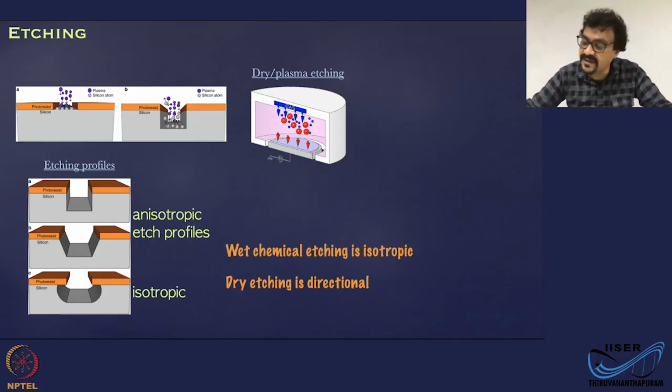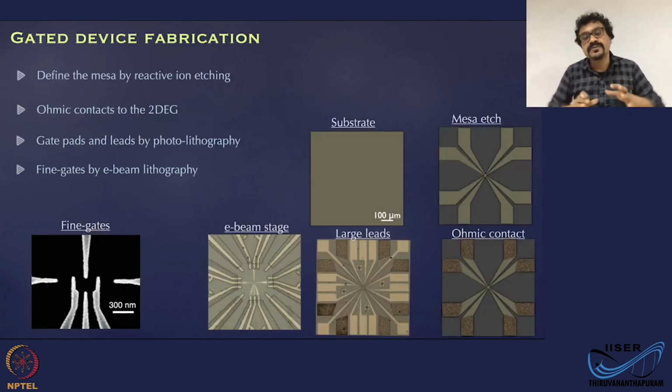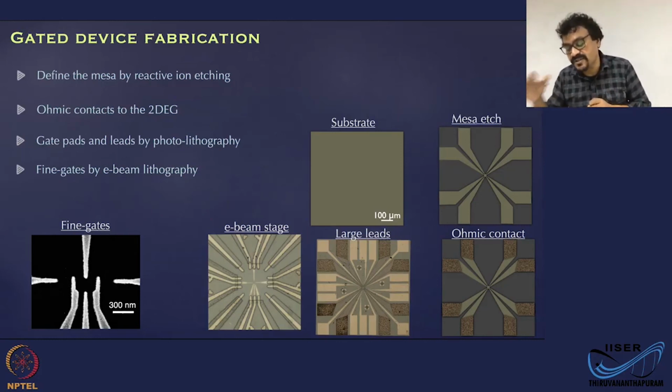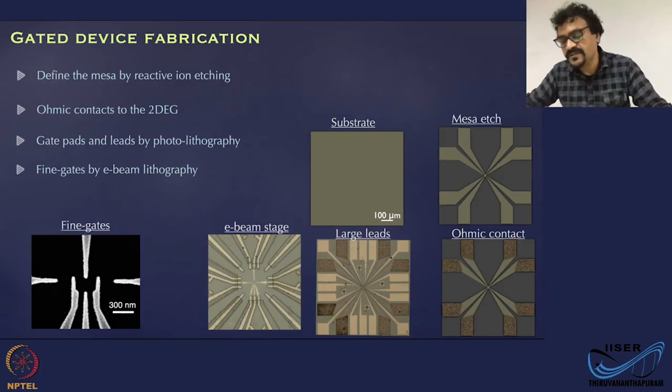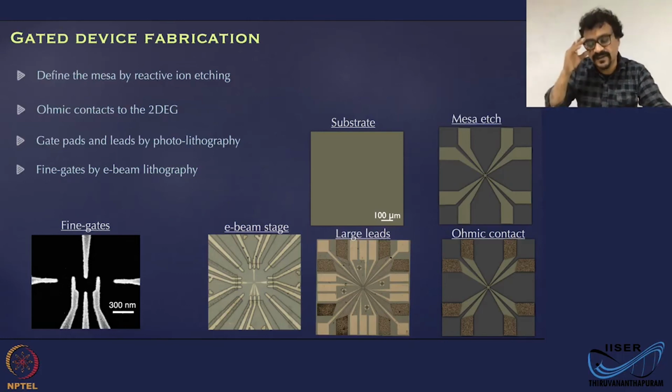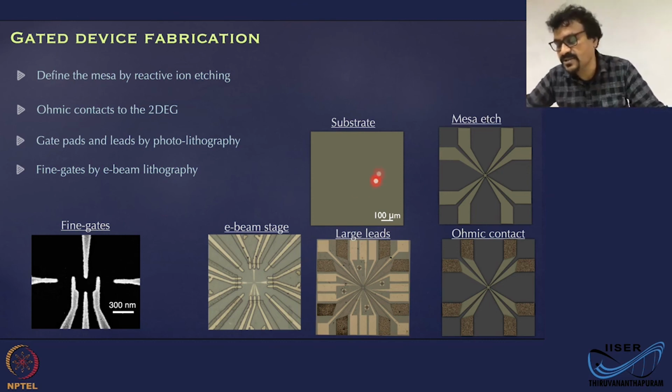Now we have reviewed the lithography techniques, the metallization technique, and also the etching technique. Okay. Now let's go through a complete device fabrication process flow, step by step, starting from the bare wafer down to the final device. So this is what is generally used for most of the gated devices that we discuss in the rest of the lectures. Okay, so you have a substrate.